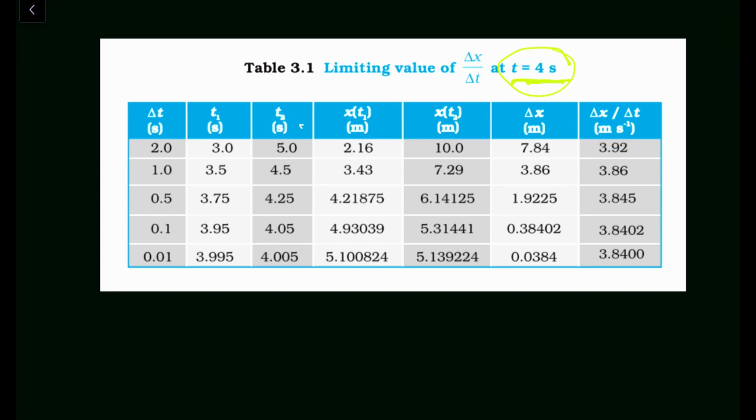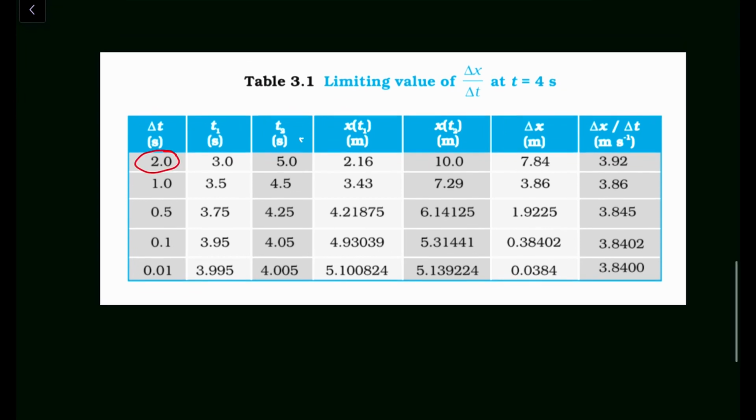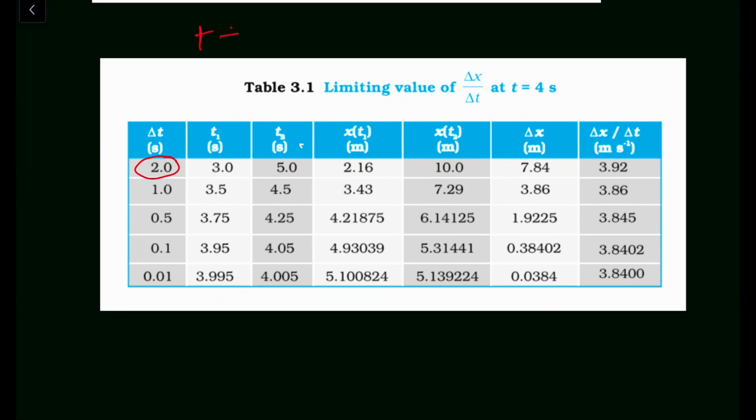Now in this table we have to find the value at t equal to 4 seconds. When we consider the time interval delta t equal to 2 seconds, we have to consider t plus or minus delta t by 2. Here t equal to 4 seconds, and delta t by 2 is 1, since delta t is 2 seconds. So 4 plus or minus 1 gives the duration from 3 to 5. So for the time interval of 2 seconds, t1 is 3 and t2 is 5.